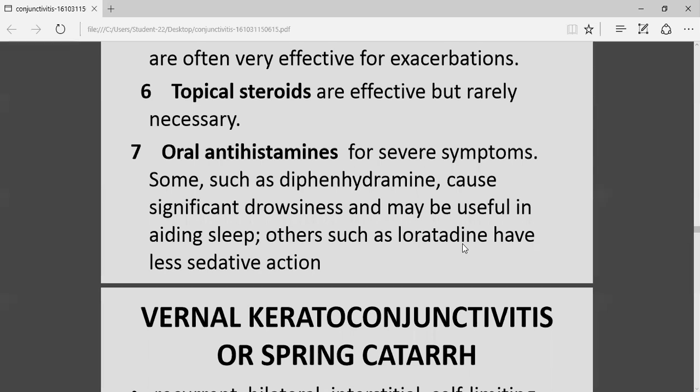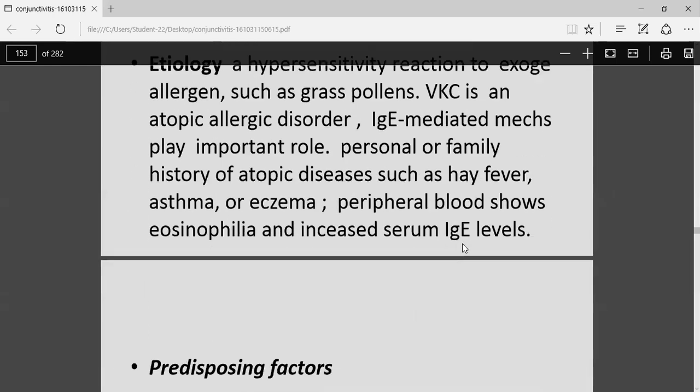Similarly, we can also use loratadine and cetirizine, which are basically the newer anti-allergic oral antihistamines, and they are present in the form of tablets. Zyrtec, very commonly used nowadays. Everyone has these tablets at home. They use it. Then there is a major variant of allergy which is called vernal keratoconjunctivitis.